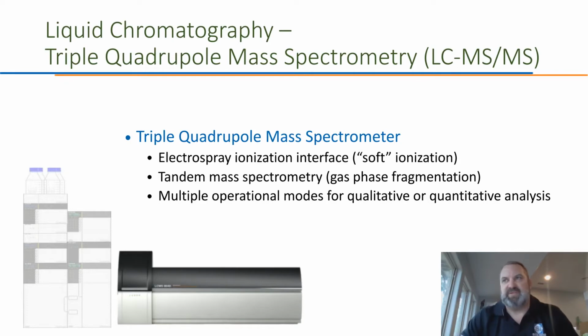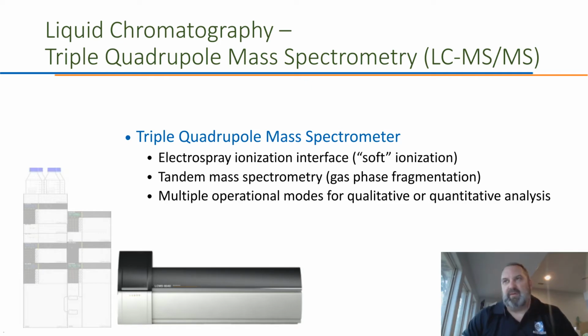And so the triple quadrupole detector here features an electrospray ionization interface. This is the way that we convert molecules in the liquid phase into gas phase ions. They need to be in the gas phase for us to manipulate them in the mass spectrometer. And then I mentioned tandem mass spectrometry. This just refers to our ability to take those ions once they're in the gas phase and fragment them further to learn more about them. It's kind of like taking apart a jigsaw puzzle. These things will break at different points, and we can use those fragmentations as a kind of diagnostic tool to characterize the molecules.